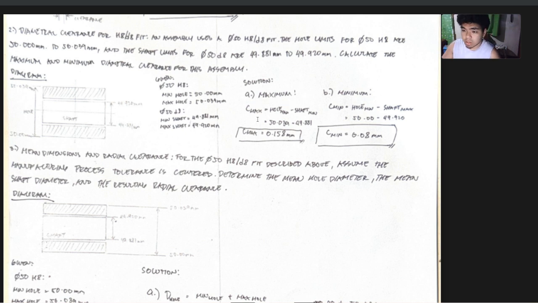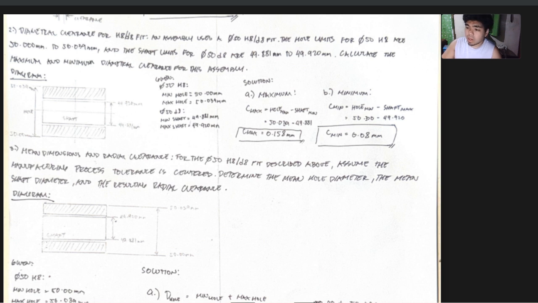to solve for the maximum clearance, it is the maximum hole minus the minimum shaft, which is 50.039 minus 49.881. The maximum clearance is equivalent to 0.158 millimeter.